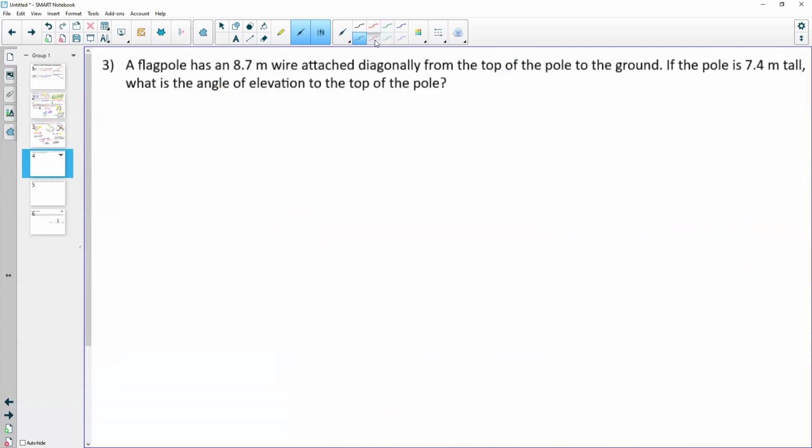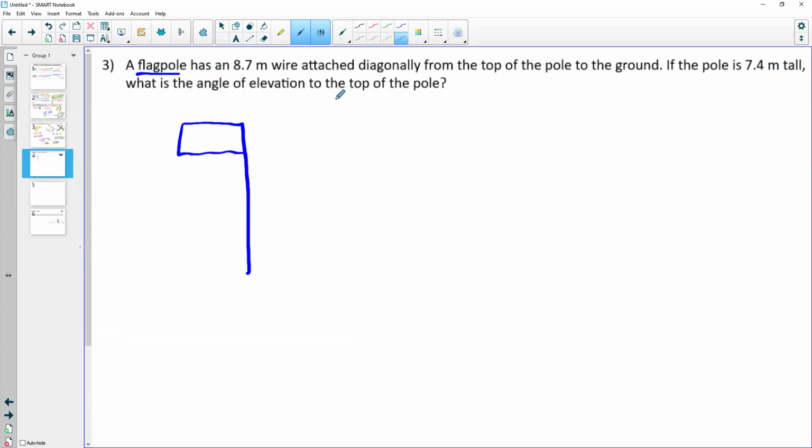Number 3 says a flagpole has an 8.7 meter wire attached diagonally from the top of the pole to the ground. If the pole is 7.4 meters tall, what is the angle of elevation to the top of the pole? Here you're going to notice that they didn't give you a picture. Now we're going to have to draw the picture ourselves. This is where things start to become more difficult. The first thing I see is a flagpole, so I'm going to draw a flagpole. It's going to look something like this.